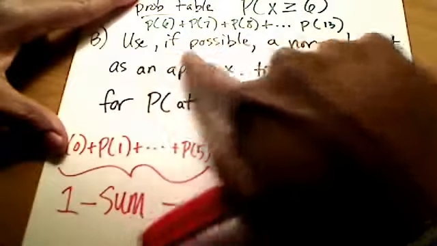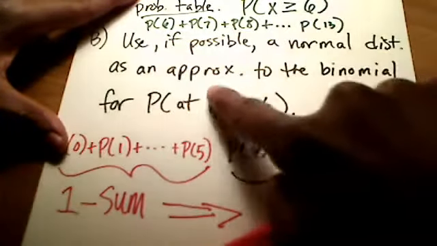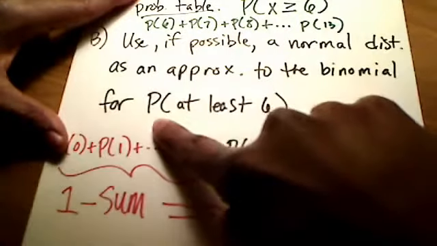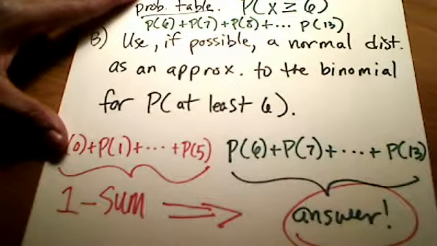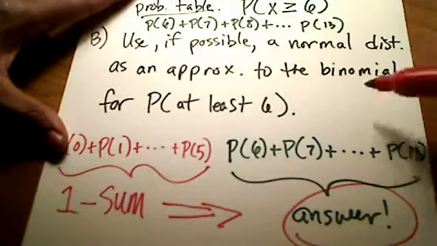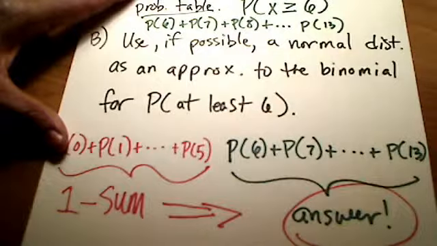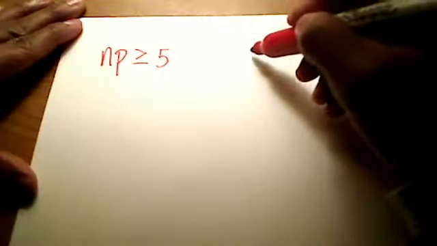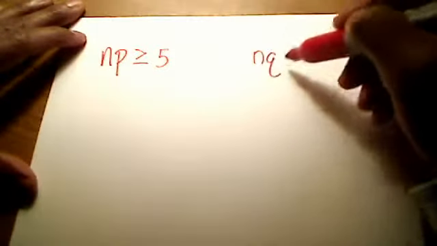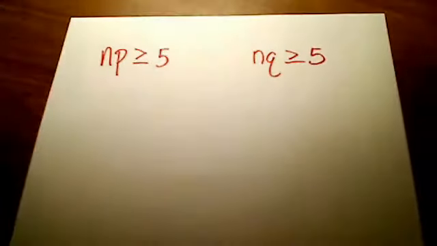It says to use, if possible, a normal distribution to approximate the binomial for at least 6. Okay, now, two things going on here before I dive into this problem for part B. Number one is I have to check and verify that I can use the normal distribution. And do you remember, like I did in the first example, I have to check and make sure that both of these products here, n times p and n times q, are greater than or equal to 5.